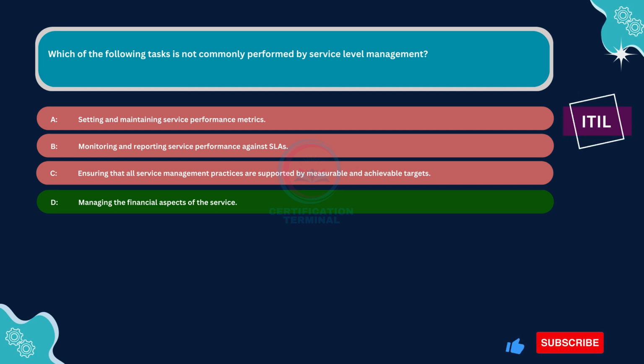This task is typically not performed by service level management. While service level management is responsible for defining and maintaining SLAs and monitoring service performance, managing the financial aspects of the service, such as budgeting, cost analysis, and financial planning, is usually handled by financial management or financial planning teams within the organization. Service level management focuses more on the operational aspects of service delivery rather than financial management. Therefore, option D is the correct choice.